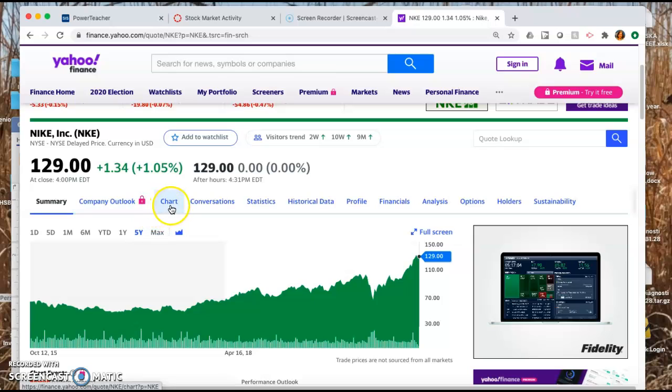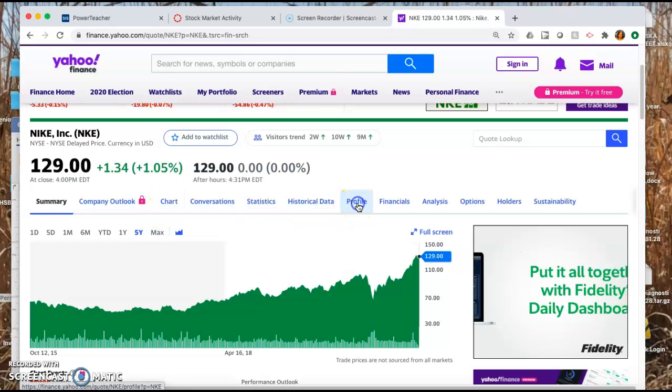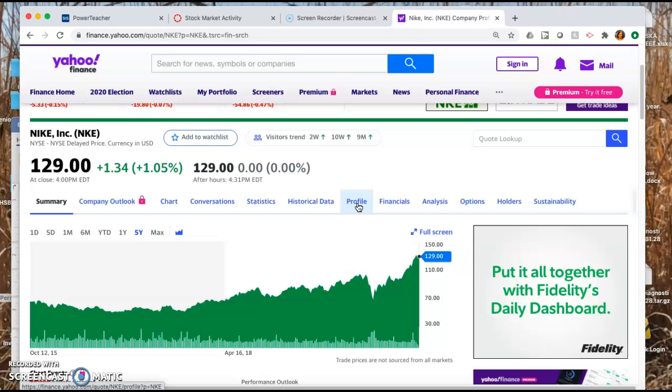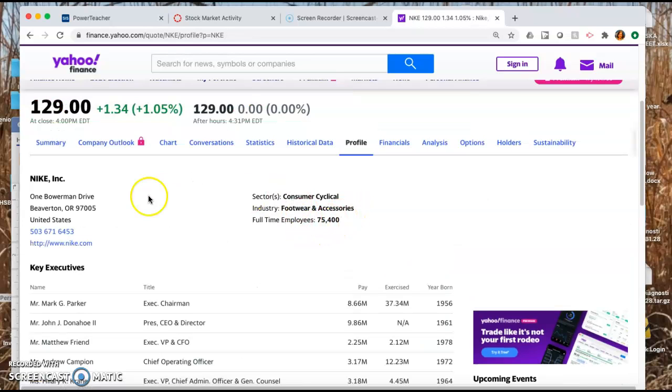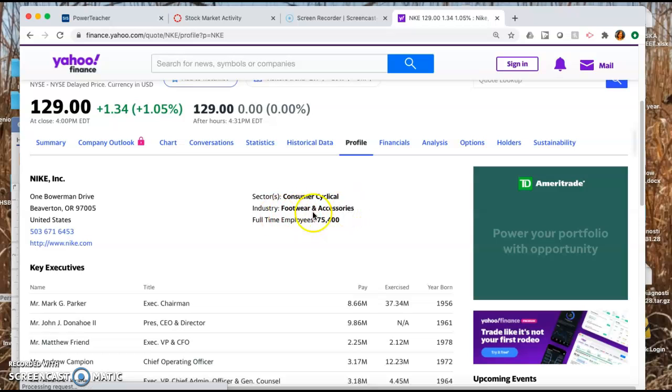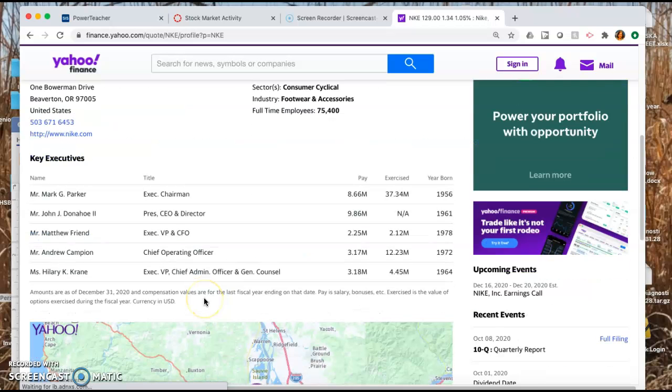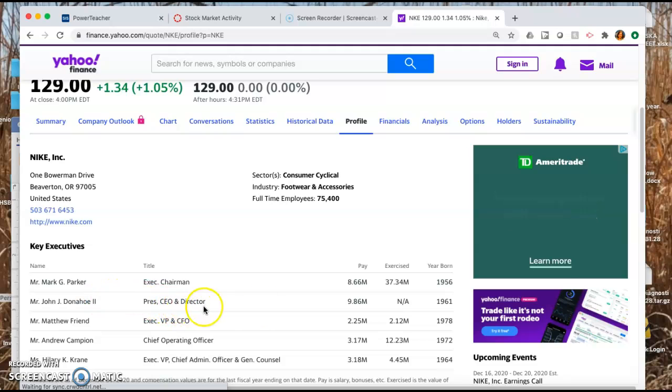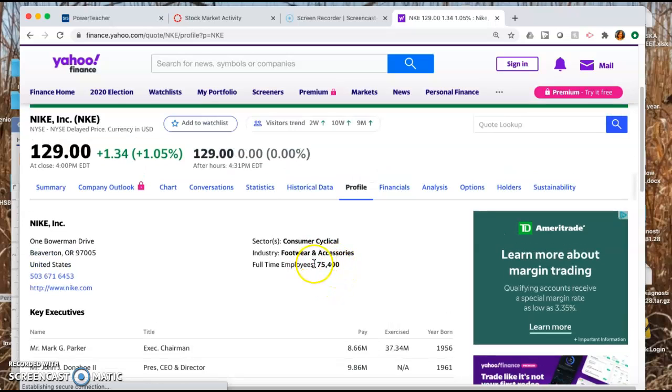Let's see, other places that you might look. If you look under profile, that will tell you the specific industry that it's in. So it is in footwear and accessories. There's all kinds of interesting things here. Look at that. This shows how much their top executives get paid. 8 million, 9 million. Wow, crazy. But look, 75,000 full-time employees. So hey, they provide a lot of jobs too.